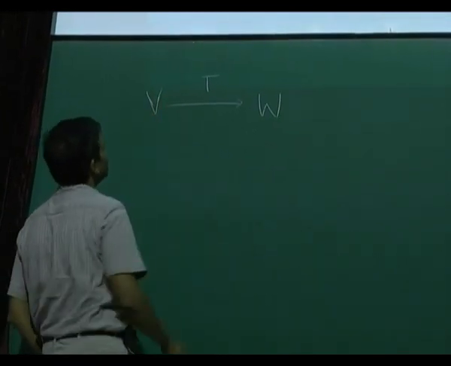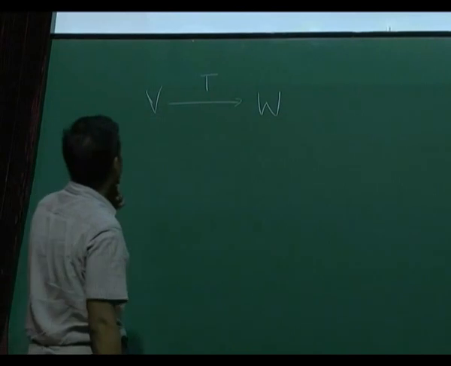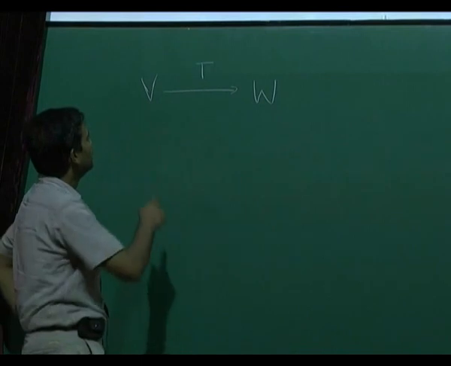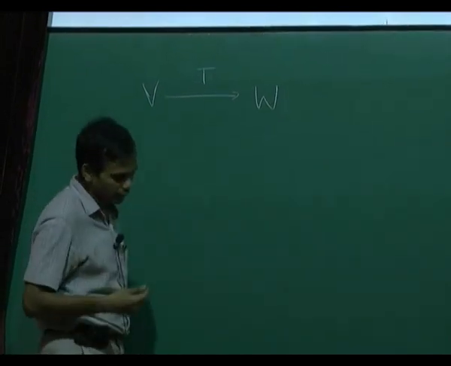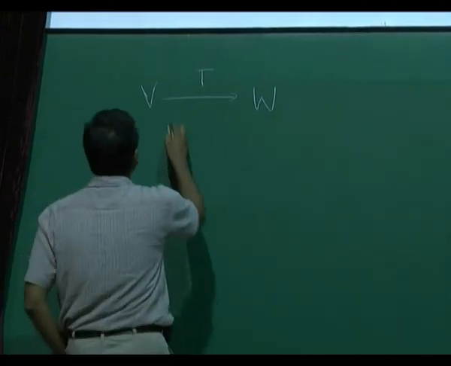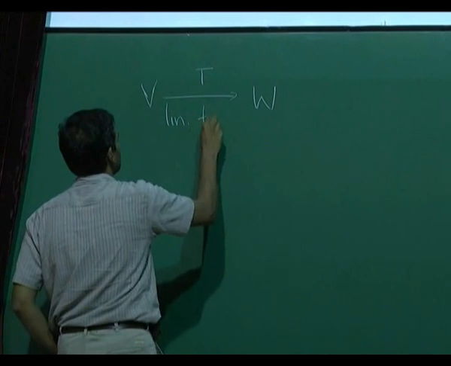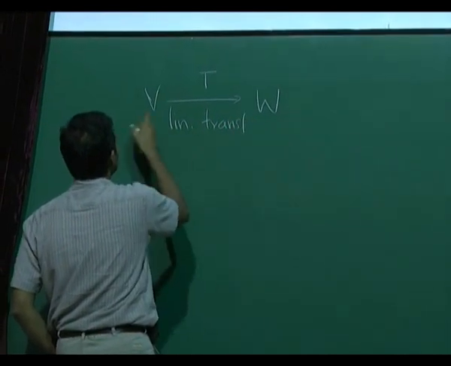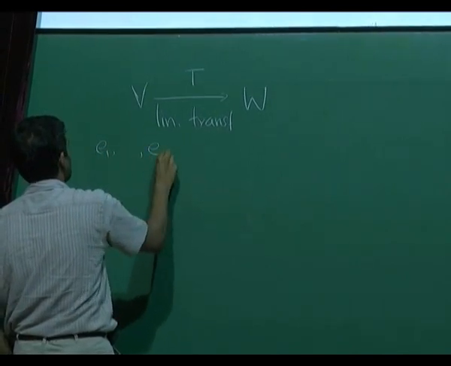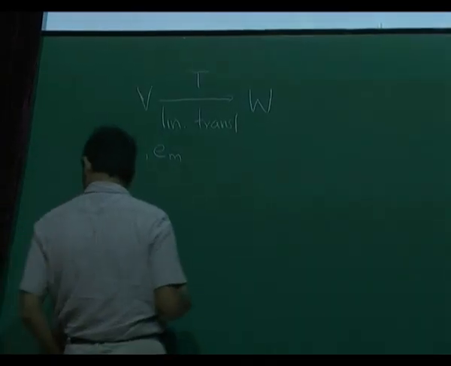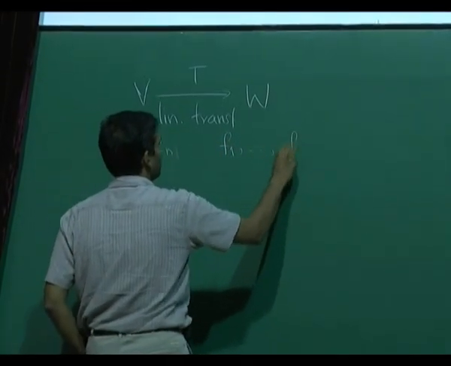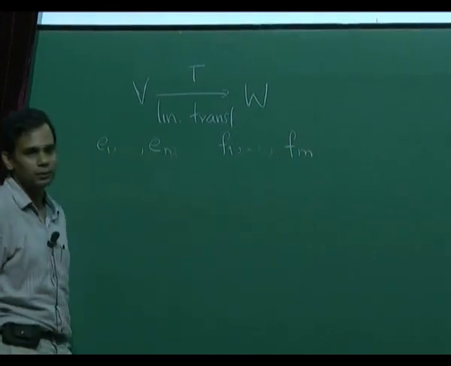So suppose you have a linear transformation T from a vector space V to a vector space W. That just means that T of ax plus by is aT(x) plus bT(y). And suppose you fix bases: e1 up to en, a basis of V, and f1 up to fm, a basis of W.